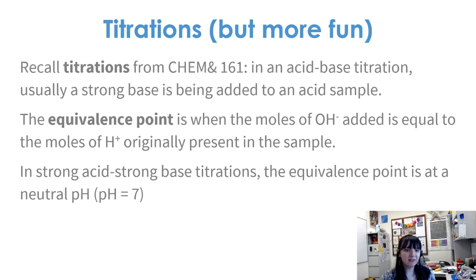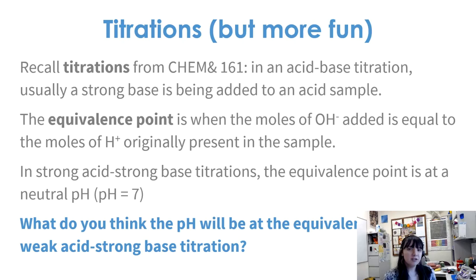But imagine instead if I had a strong base being added to a weak acid. With that weak acid, do we think that the resulting solution is going to have a pH that is greater than or less than 7? What do we think the pH would be at that equivalence point in a weak acid with a strong base titration? You can pause, ponder on this, and then we can go over the answer in just a moment.